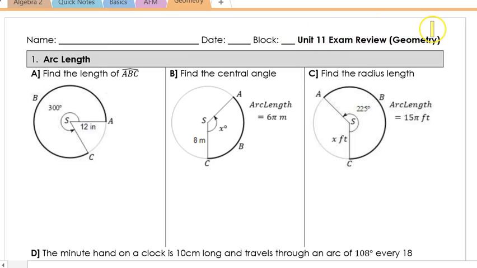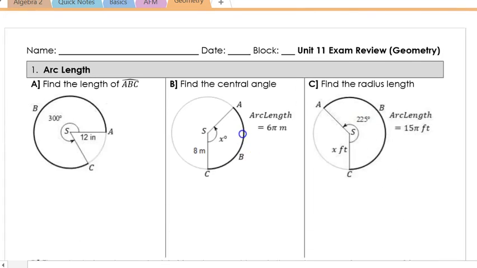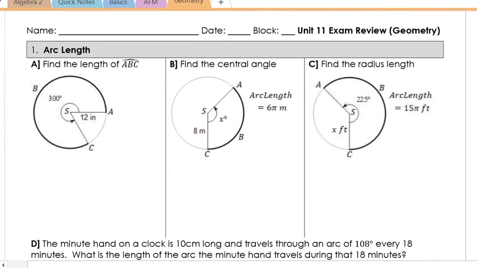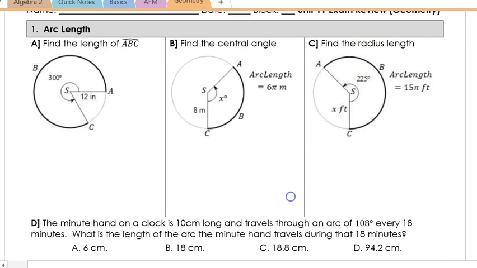Unit 11 exam review, covering Section 1, arc length, and Section 2, area of a sector. Very generically, arc length is a piece of the circumference of a circle, or you think about it as measuring the crust of a circle, a certain portion of the crust, versus area of a sector is a portion of the area of the entire circle, basically finding the area of an actual piece of pizza.